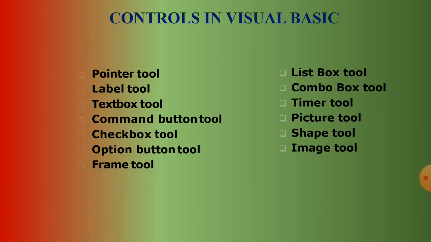Some of the controls present on the toolbox are the pointer tool, label tool, text box tool, command button tool, picture, combo box, shape tools, and image tools. These are the different tools present on the toolbox. The tools that are visible on the toolbox are called intrinsic controls. The tools that do not appear on the toolbox are called extrinsic controls. Today we will see about these intrinsic controls.